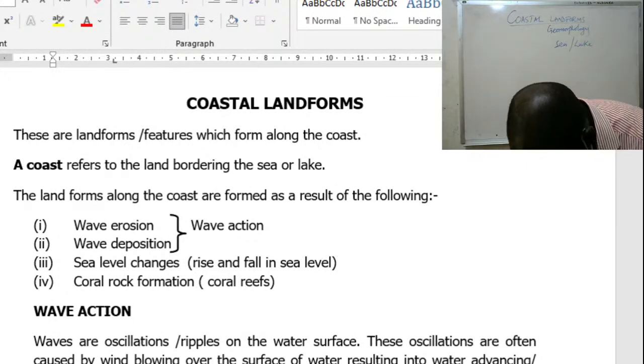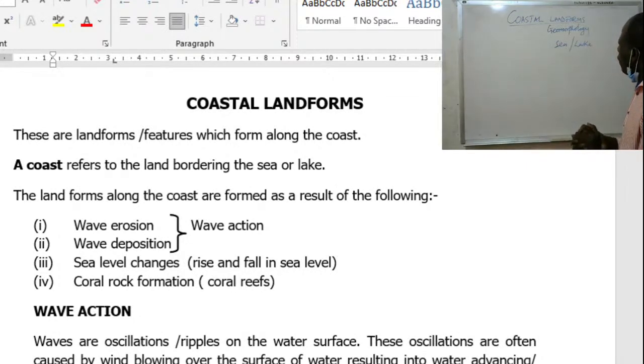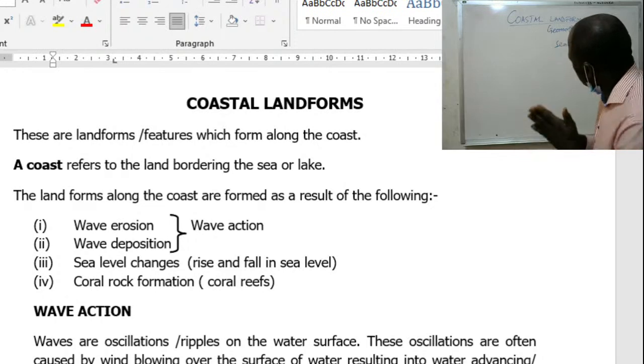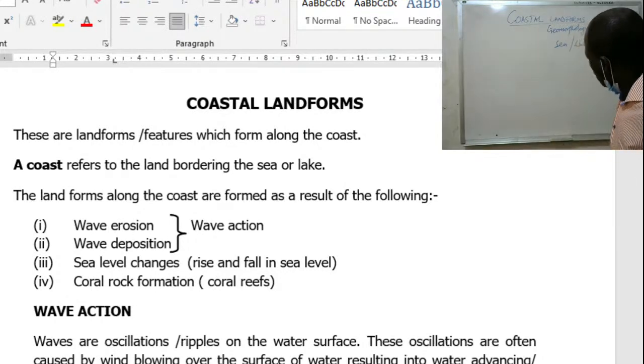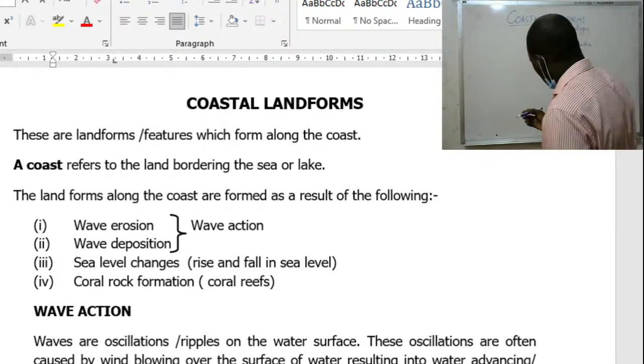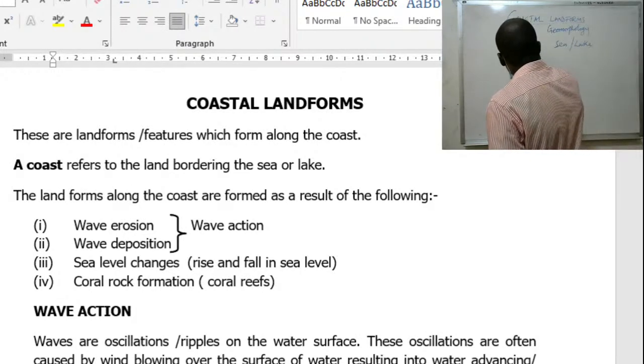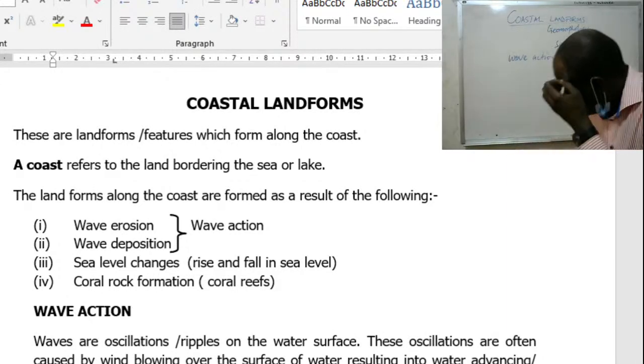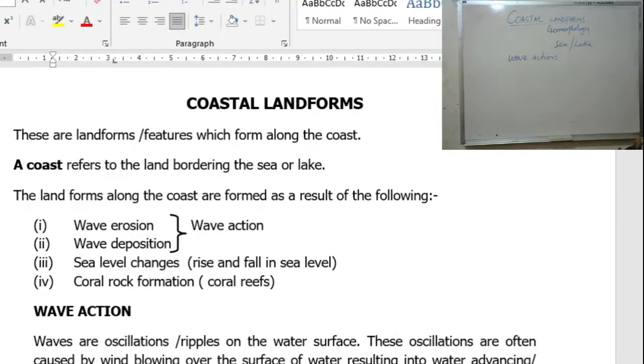Now, these landforms form basically through, I would say, or are categorized into 4 basic groups. Now, along the coast, we have an aspect of waves. And so, what waves do along the coast is what we are going to term as a wave action.